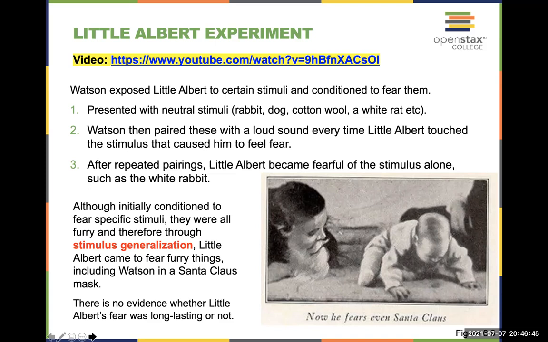But what Watson did was that he exposed Little Albert to certain stimuli, and then he conditioned them to fear them. And so what he did at first, he presented like a rabbit, a dog, cotton. He presented a little white rat, and Little Albert actually really liked the white rat. And he saw that there was no real fear response to the items that he presented. Little Albert liked the little rat. He would reach out for the little rat, things like that. It was curious, just like a regular baby would be.